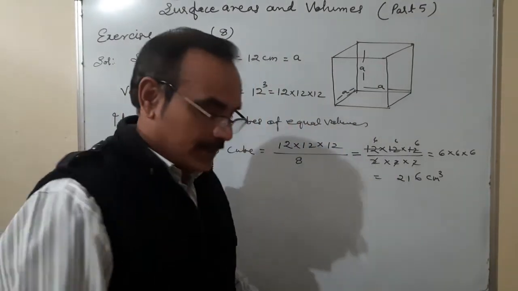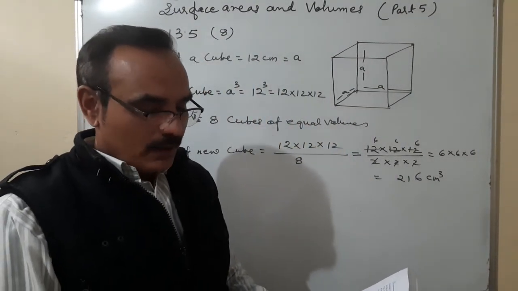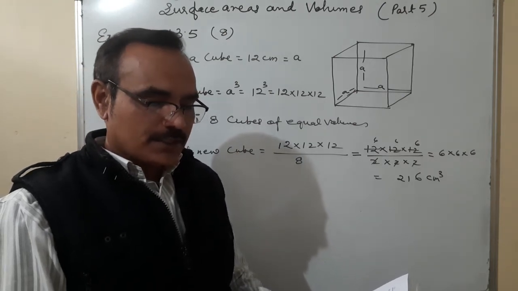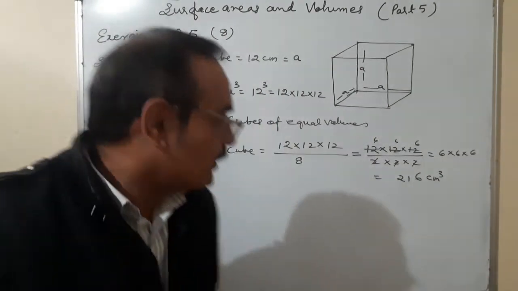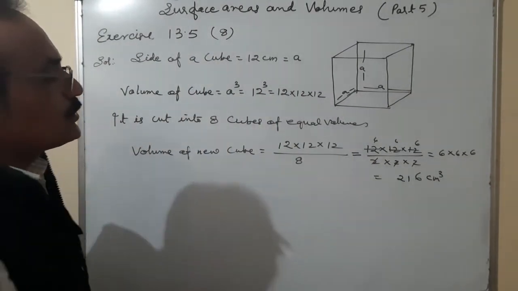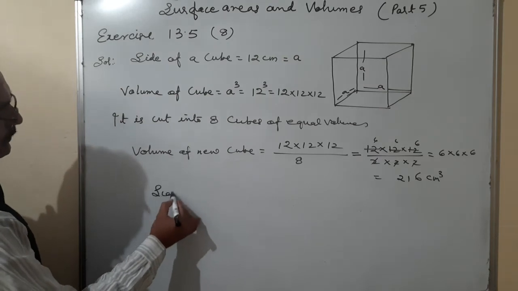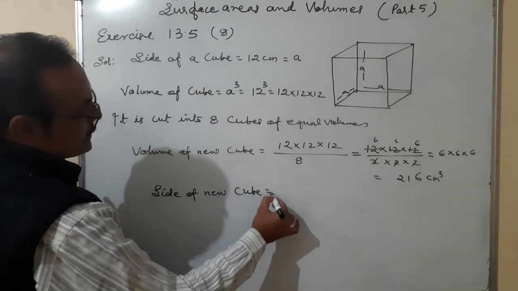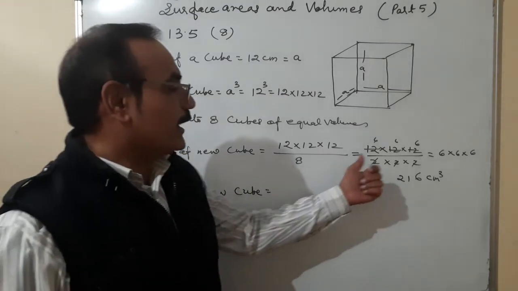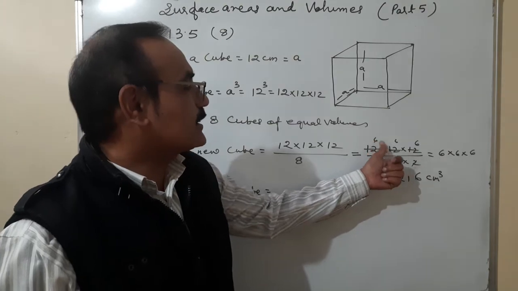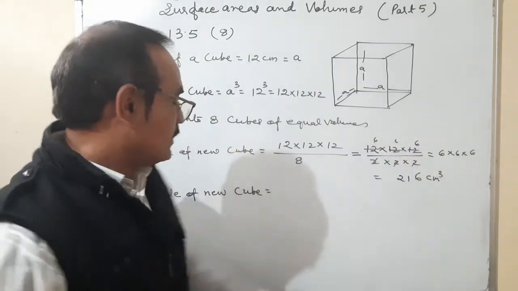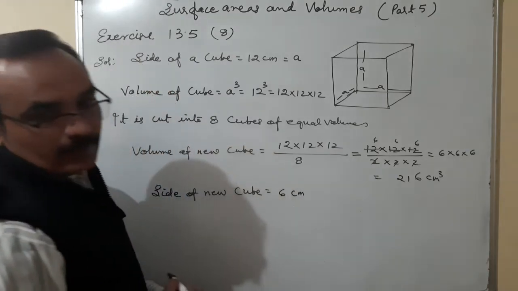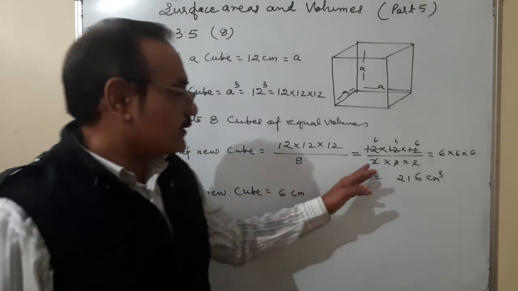In the question they are asking, what will be the side of a new cube? Also find the ratio between their surface areas. Because the volume of the new cube is equal to 216, the side of the new cube is equal to a cube, and that's why I have written 6 into 6 into 6, a cube. Therefore the side of the new cube is equal to 6 centimeter. So that is one.